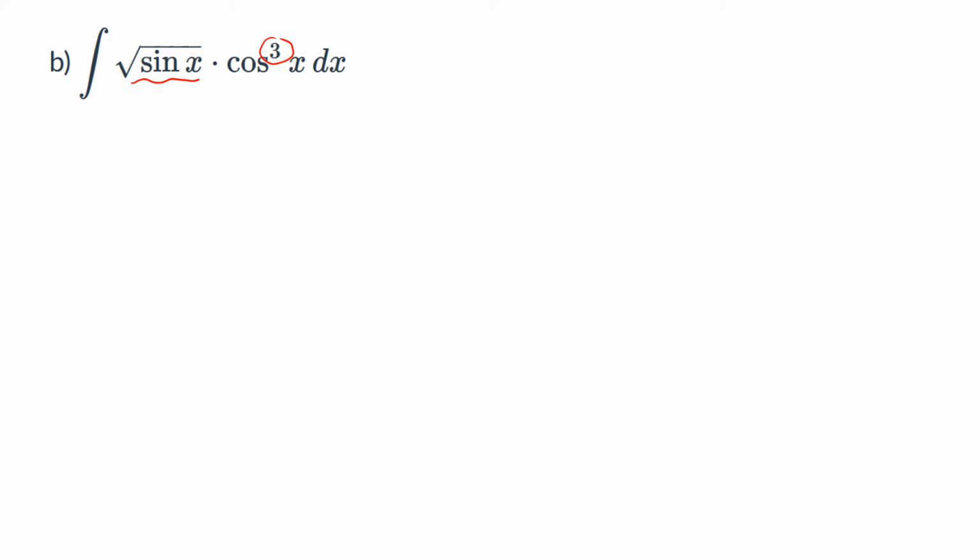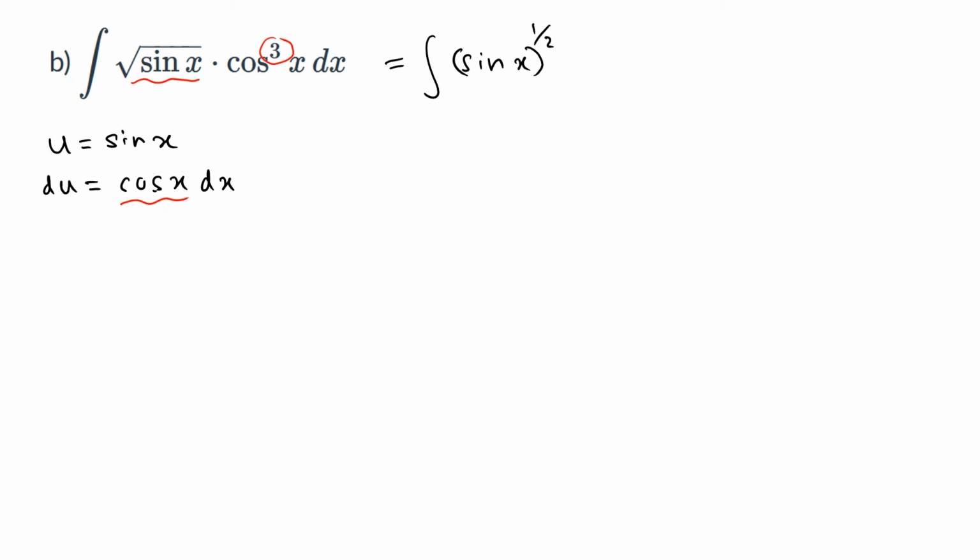So that means what we're going to do is pick u equal sine x. So once you pick u equal sine x, we know that the derivative is cosine x dx. And some of you forgot the dx, that's important. Good. So that means you need a cosine term. So we're going to isolate a cosine term here. So we're going to rewrite this one as sine x to the 1 half, square root means 1 half. You can write it like that if you want. And then we're going to take cosine squared x, and we're going to isolate a cosine x term for the derivative.